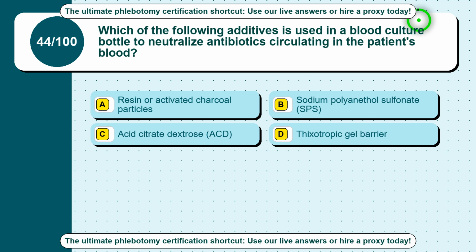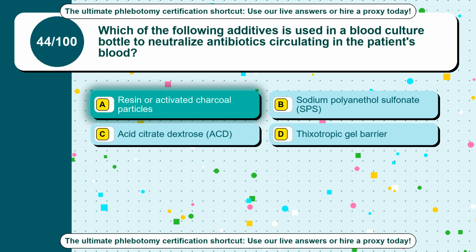Question 44. Which of the following additives is used in a blood culture bottle to neutralize antibiotics circulating in the patient's blood? Option A, resin or activated charcoal particles. Option B, sodium polyanethol sulfonate, SPS. Option C, acid citrate dextrose, ACD. Option D, thixotropic gel barrier. The correct answer is option A, resin or activated charcoal particles.